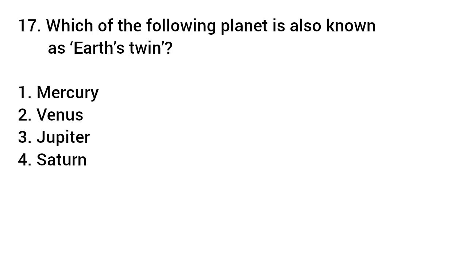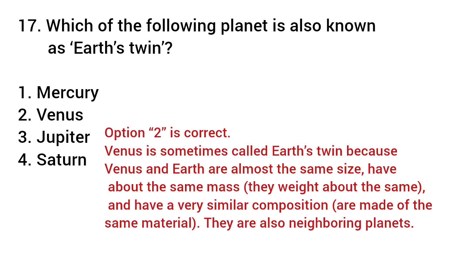Which of the following planets is also known as Earth's twin? Answer. Option 2 is correct. Venus is sometimes called Earth's twin because Venus and Earth are almost the same size, have about the same mass, and have a very similar composition, are made of the same material. They are also neighboring planets.